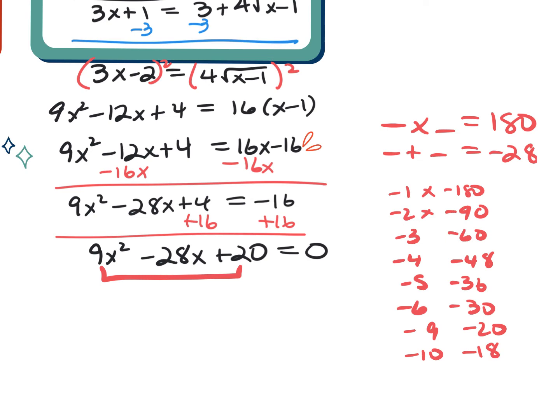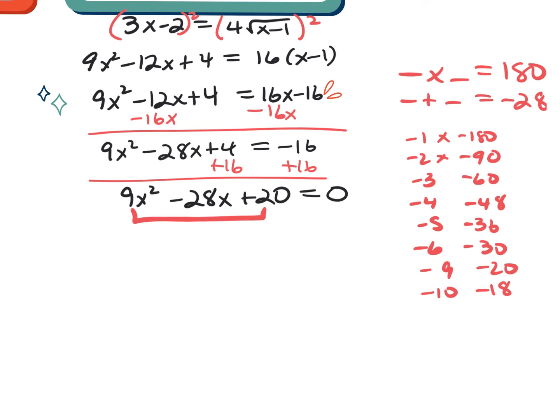Now, you could have also guessed and tested. It's actually going to be the factors of 9 are going to be 9 and 1, and the factors of 20 would be 10 and 2 if you wanted to guess and test. But then you'd have to FOIL it. But I'm going to do grouping.